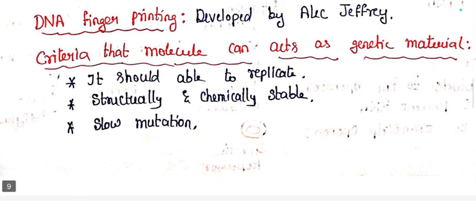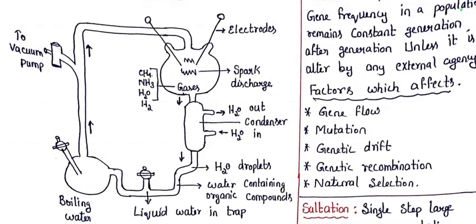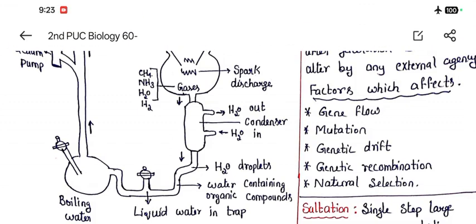Now the criteria that a molecule can act as genetic material is, the genetic material should replicate, be structurally stable, and undergo slow mutation. In evolution chapter, remember, Miller experiment provides the proof of chemical evolution. During conducting this experiment, Miller used the composition of 4 gases, methane, ammonia, water vapors, and hydrogen. And after 8 days of working, he found amino acids in the liquid water trap. And he used 800 degrees Celsius temperature here.